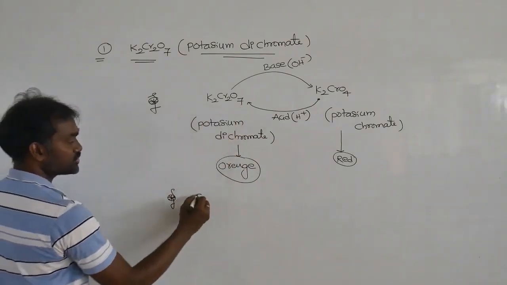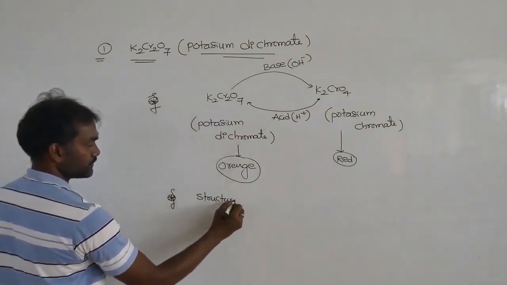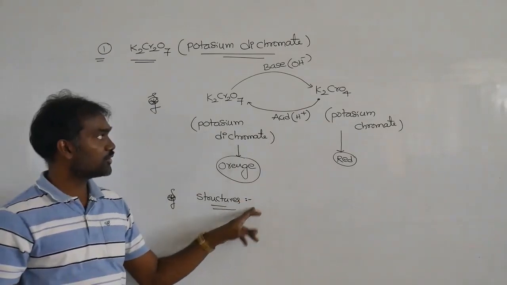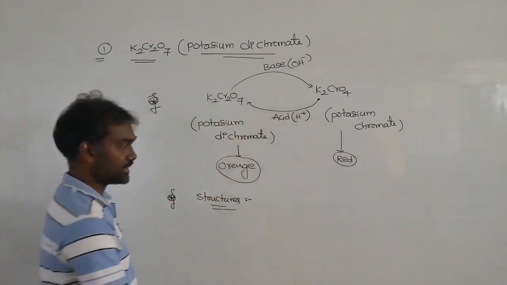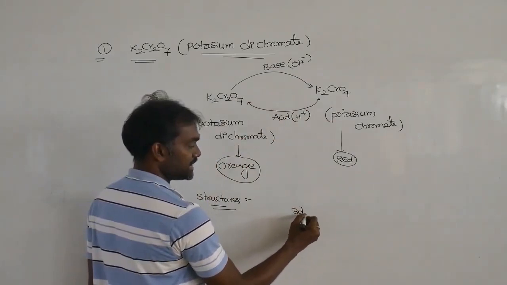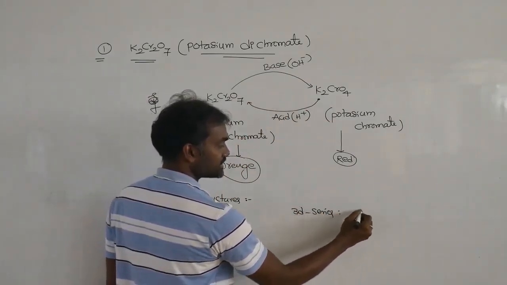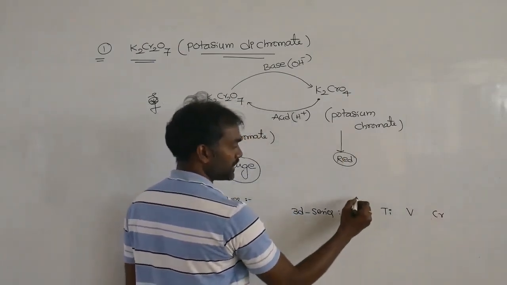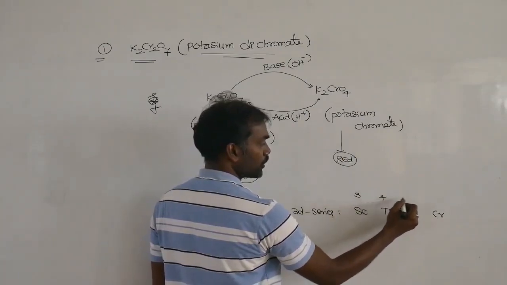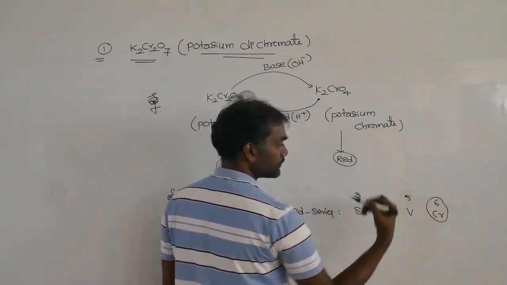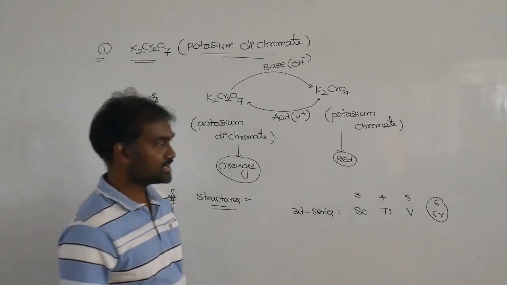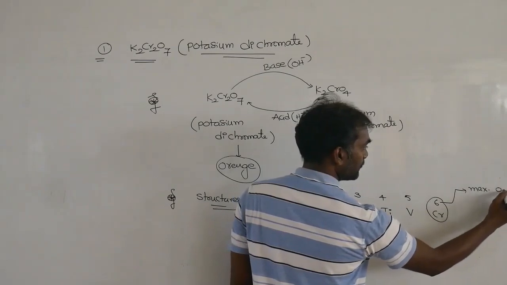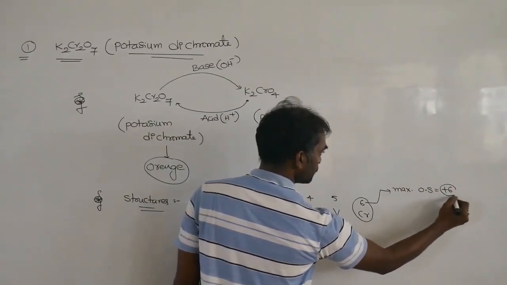Next, the structures of these 2 compounds. First, to identify the structures, we must know which group chromium is in. If you go through the 3D series: scandium, titanium, vanadium, chromium. Chromium we are discussing. This is the 3rd group, 4th, 5th, 6th group. So chromium is the 6th group, and 6th group means the maximum oxidation state is +6.